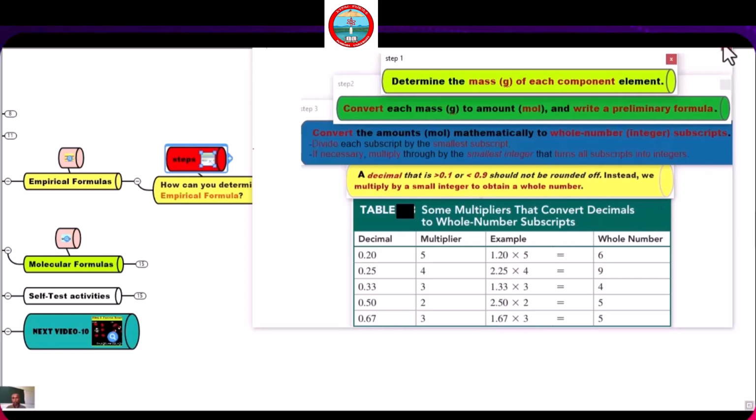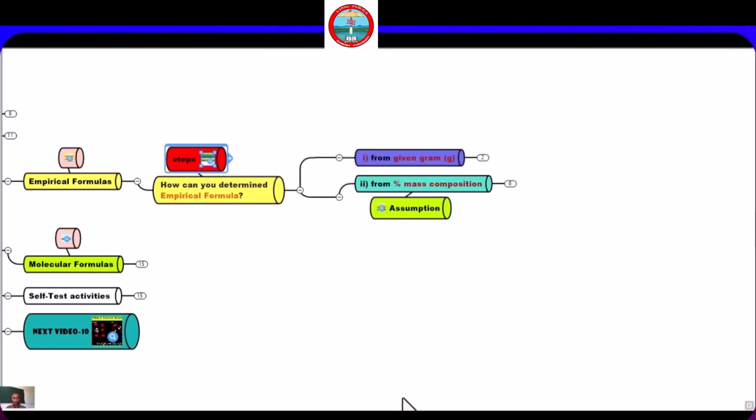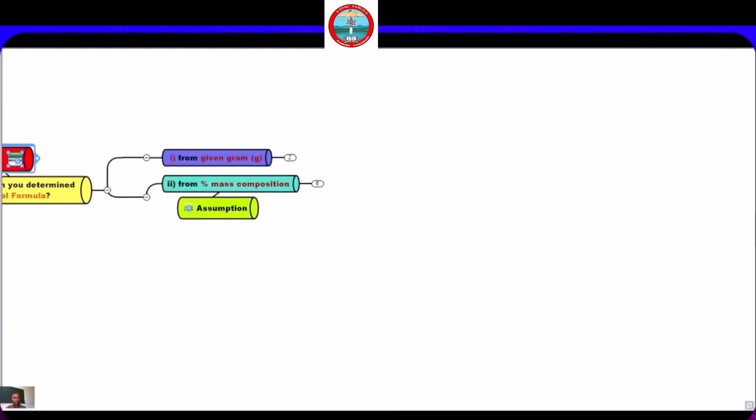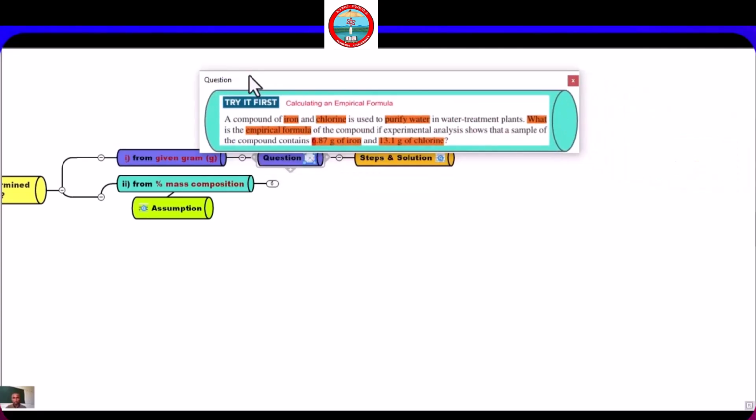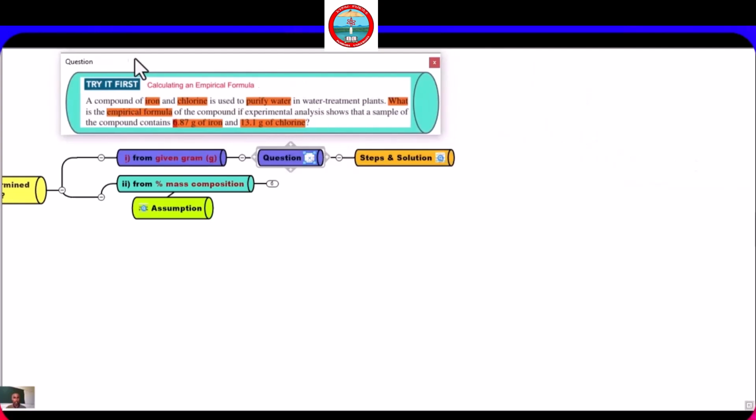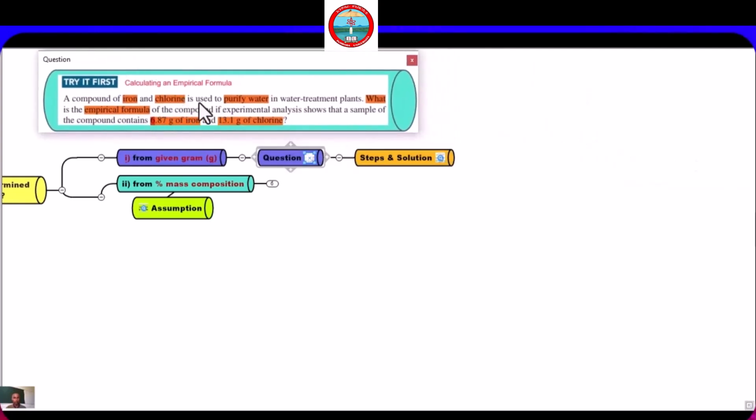So let me show you this with example determining the empirical formula from a given gram. Example 1, and you are asked to calculate the empirical formula. For this question, we have 6.87 gram of iron and 13.1 gram of chlorine. So determine the empirical formula for this. The answer is this one.